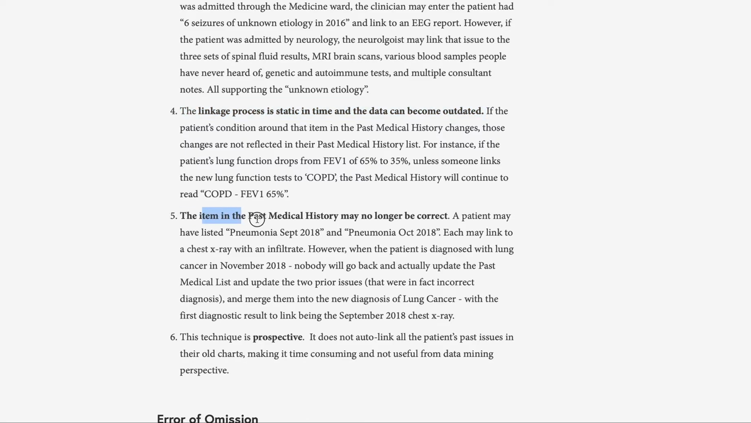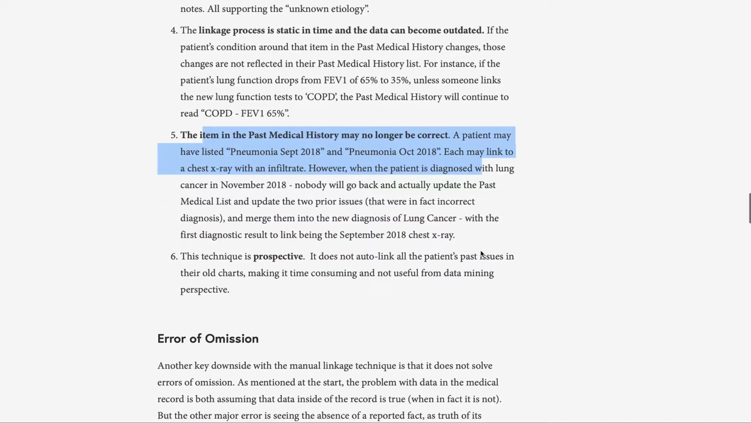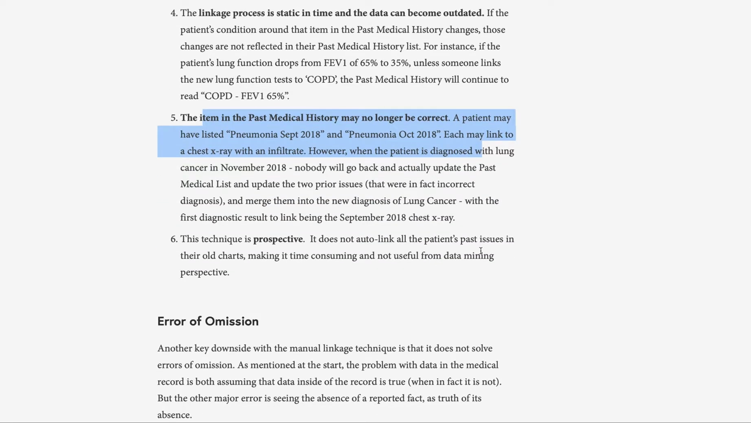In a similar vein, the items in the past medical history may no longer be correct. For instance, if the past medical history notes pneumonia September 2018, pneumonia October 2018, each of these may link to a chest x-ray with an infiltrate.